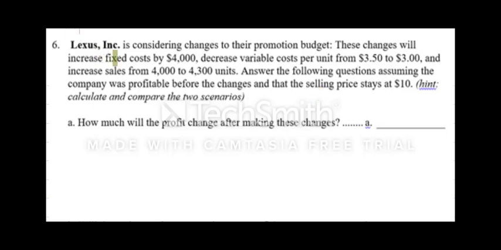These changes will increase fixed costs by $4,000. So they're probably going to spend $4,000 more maybe on an advertising plan. But it'll decrease their variable cost from $3.50 to $3. So fixed costs are going to go up, variable costs are going to go down. And we hope that by maybe doing more advertising or whatever these increased costs are, that our sales will go from $4,000 to $4,300. And so we give you some questions here. Assume the selling price stays at $10.